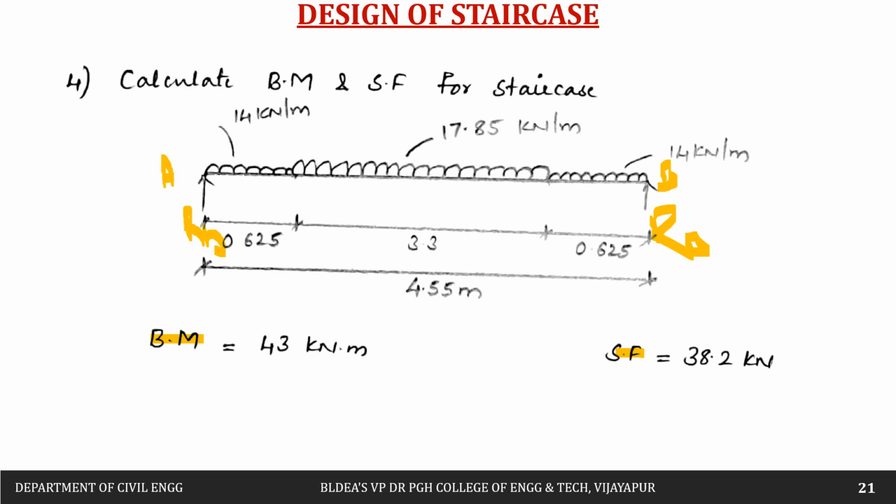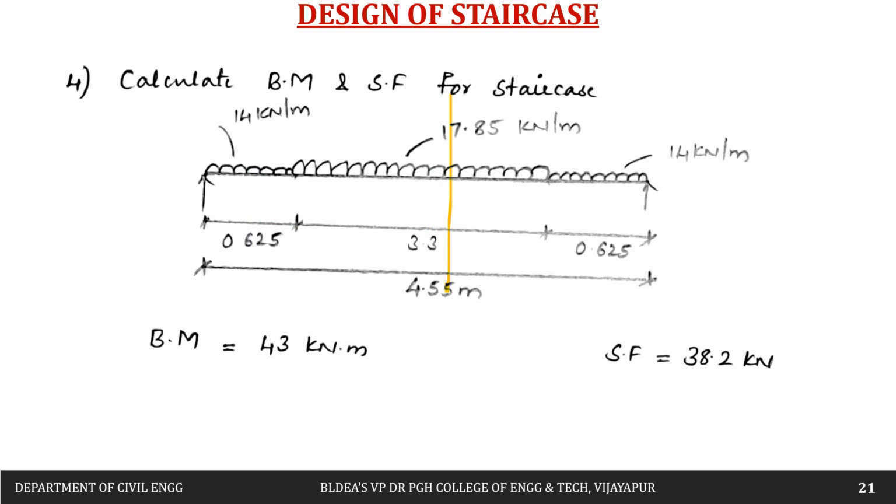Then next, we calculate the bending moment at the center. So RA into this distance, that is 0.625 plus 3.3 divided by 2. Then the moment due to this 14 kilonewton per meter is going to cause anticlockwise moment. So 14 multiplied by 0.625, this is the total load, multiplied by distance. Distance will be 0.625 divided by 2 plus 3.3 divided by 2.